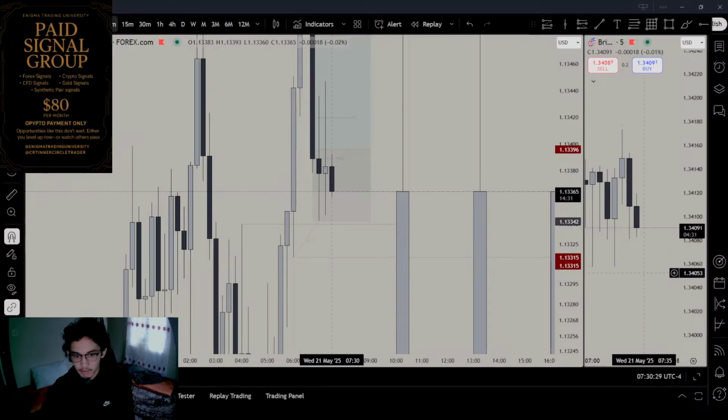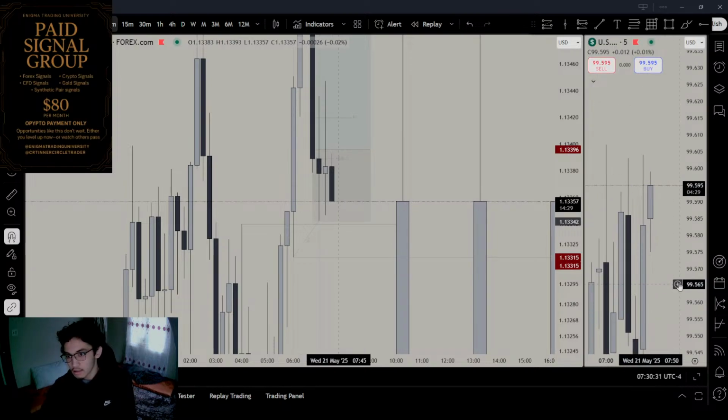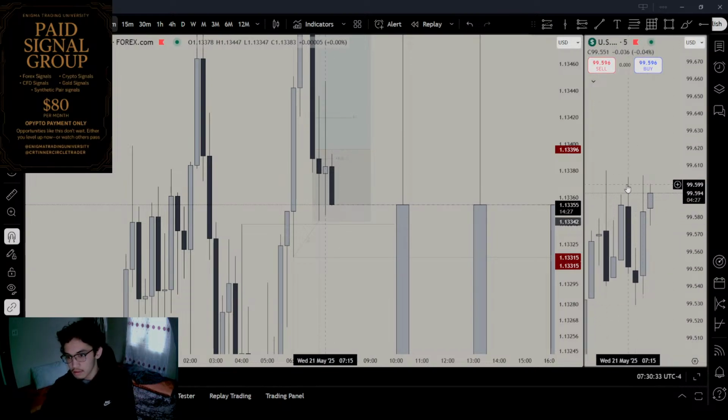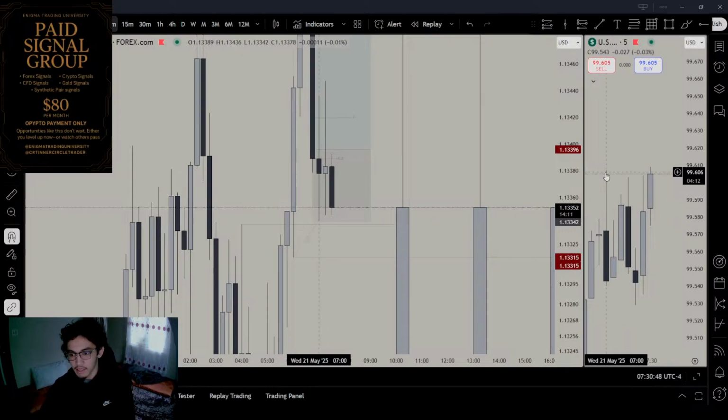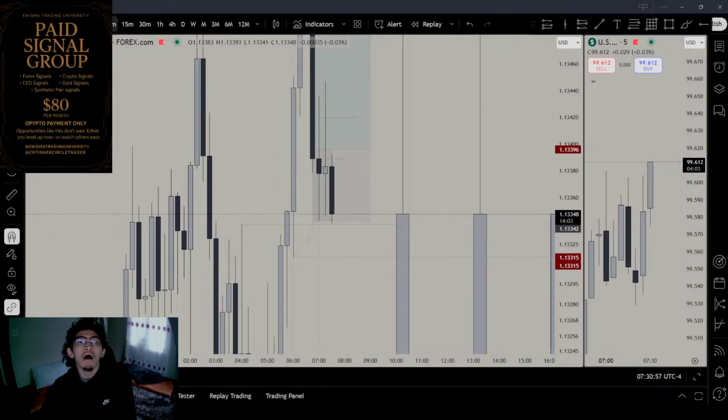Let's see if the SMT could be placed here potentially. All right, this high got swept on DXY. Let's see. If it goes lower than this, then we're stopped out. Yeah, we're stopped out. Yeah, you had the SMT with DXY here. Okay, fantastic. Now I want to see a lower push. All right, we're stopped out here. Yep.